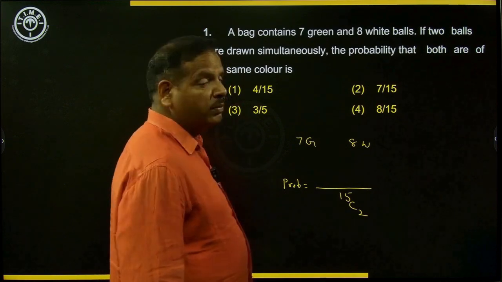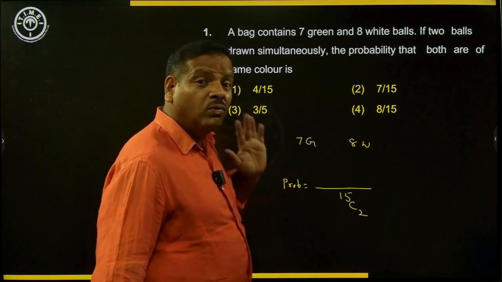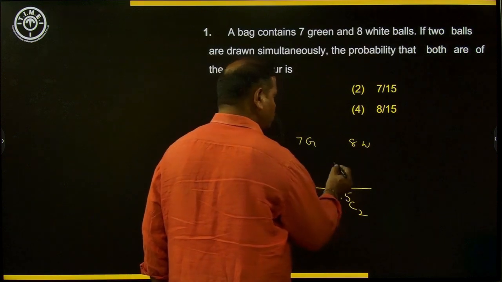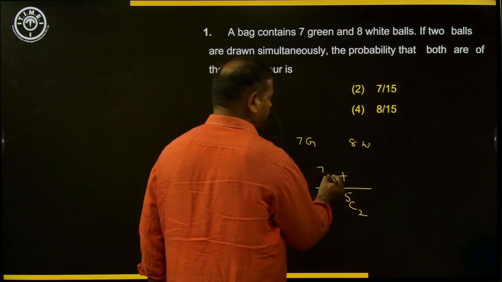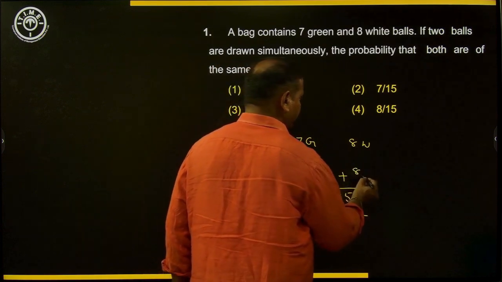Probability that both are of the same color. Same color means which color? Either green color or white color. Either green or white means addition. Both should be green: when both are green, 7C2, because you are drawing 2. Both are white, 8C2.